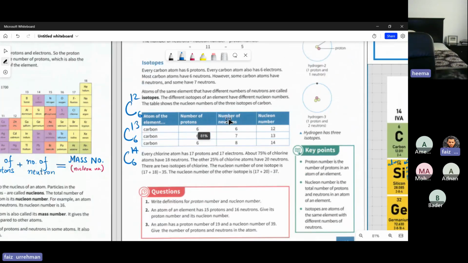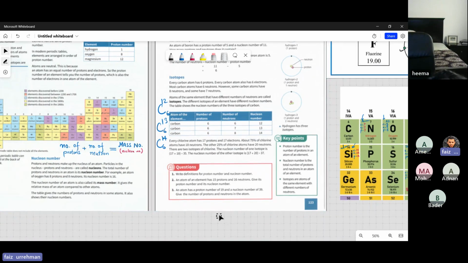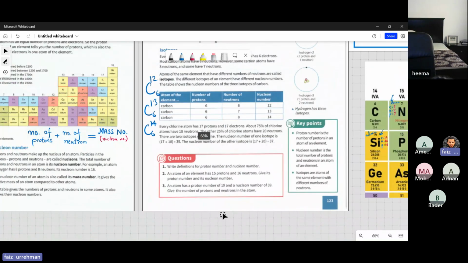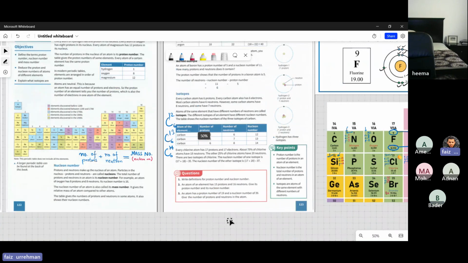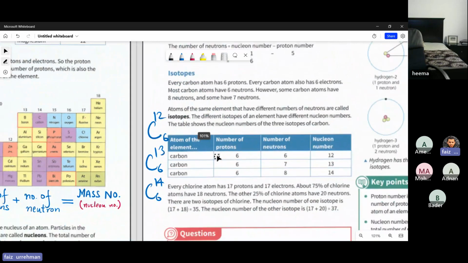In isotopes, you can have multiple questions. What is the definition of isotope? You have to pay attention. In isotopes, what is the same and what is different? Tell me what is the same in 2 isotopes and what is different in 2 isotopes.